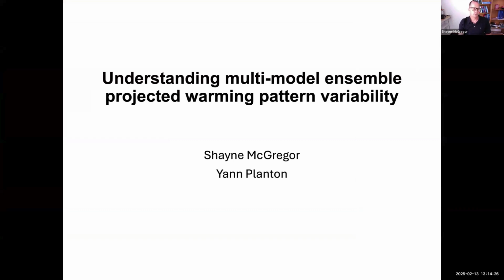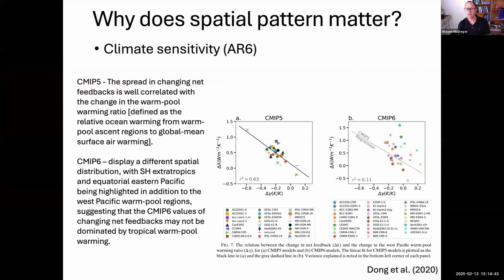So this is work that I've begun in the last 6 months, just doing it little bits here and there. I'm trying to understand the multimodal ensemble variability in their projected warming pattern. As a bit of motivation, why does their spatial pattern matter? There are a lot of different areas of research identifying the importance of the spatial pattern.